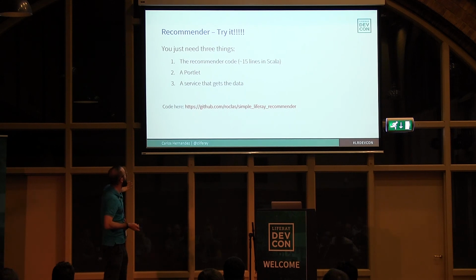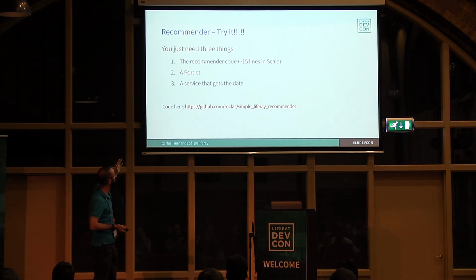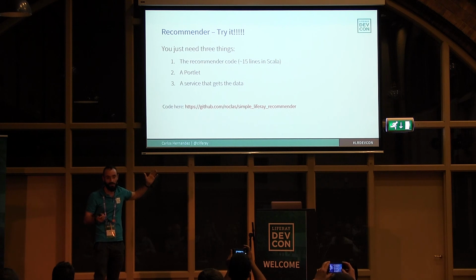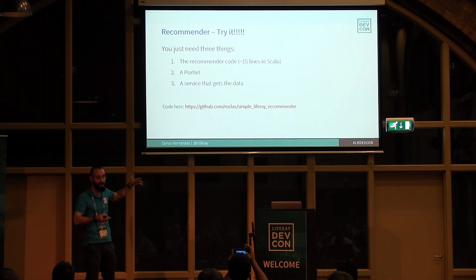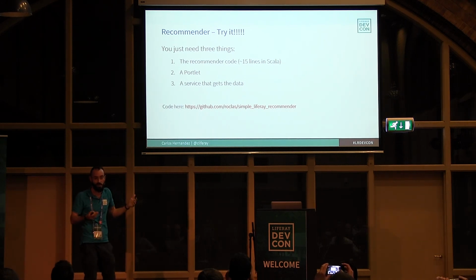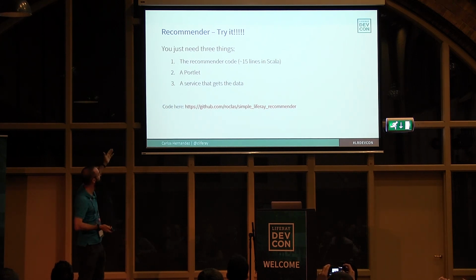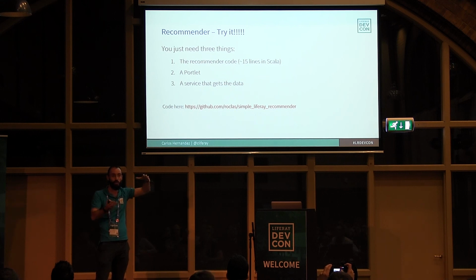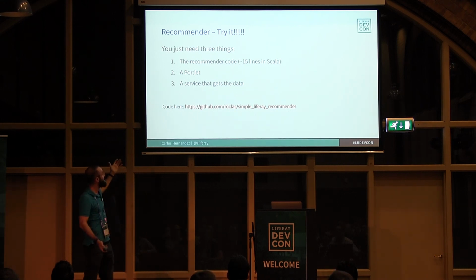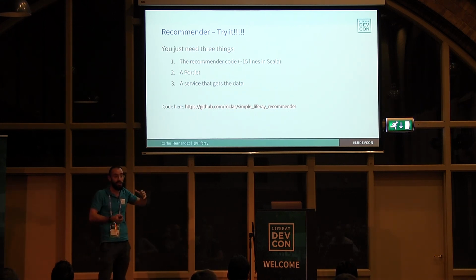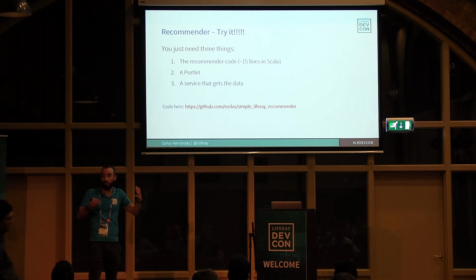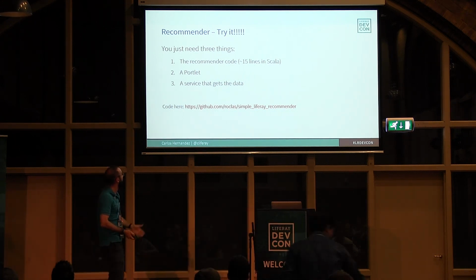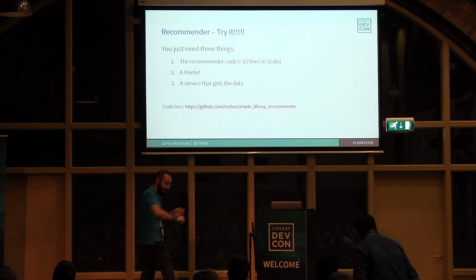And well, just to summarize, I'll say three things. The recommender is very simple. You could do it yourselves. It's a few lines of Scala. If you do it in Java, it's a few more, but it's still very, very feasible. Then you need a portlet to show the results, what you want to recommend to the users, and just a service that you can build with Service Builder to expose the user's data and behavior. And you have the code there in GitHub.